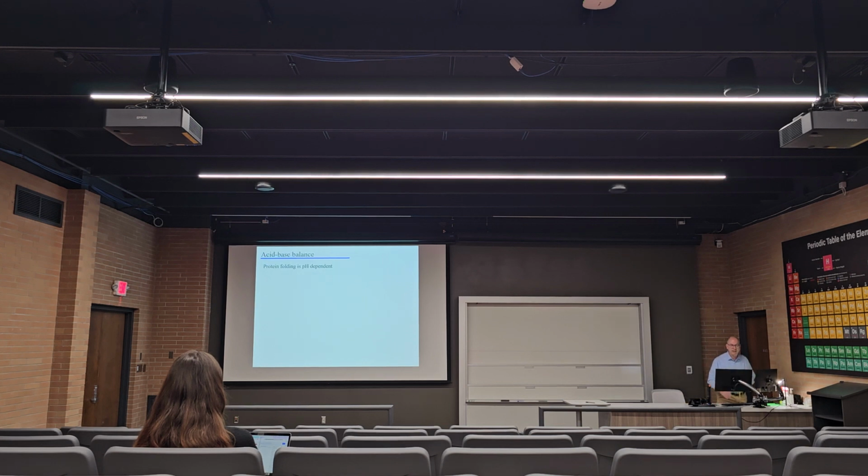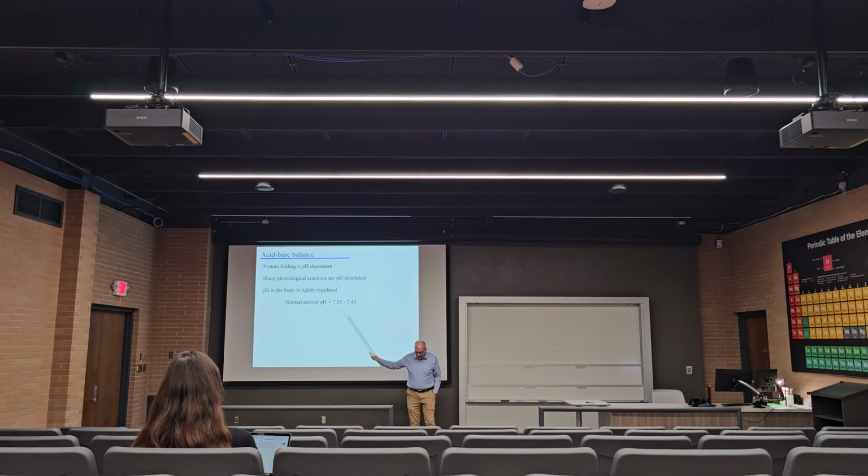And again, this is important because protein folding is very much pH dependent, as are many of the physiological reactions. So it is very important that we maintain our pH in a very narrow range between 7.35 and 7.45. That is our normal arterial blood pH. You'll notice that this is arterial blood pH. The pH inside of your cells is going to be more neutral. Inside the veins, it could be more acidic.